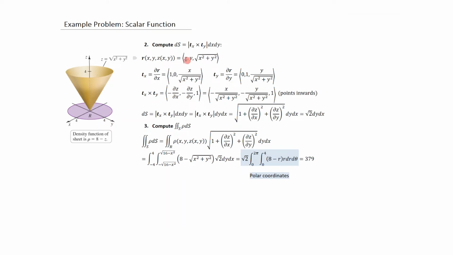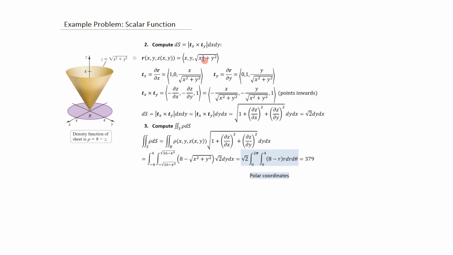In this case, this will give you 0 for the first term, 1 for the second term, and y over the square root of x squared plus y squared. Next step is to take the cross product between these two vectors. In sort of an absolute sense, it's just minus dz/dx, minus dz/dy, 1. We could have actually worked this out and gotten the same expression as shown here.